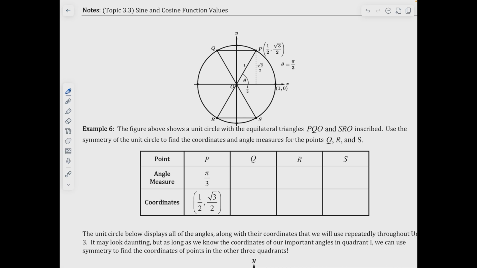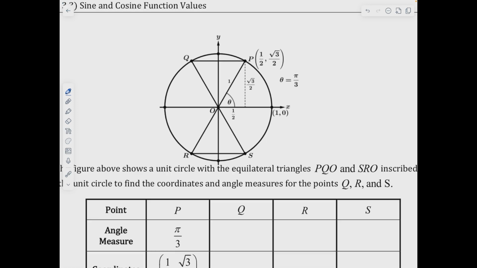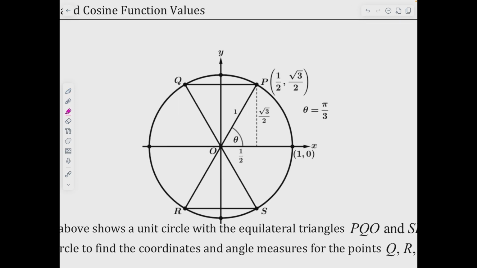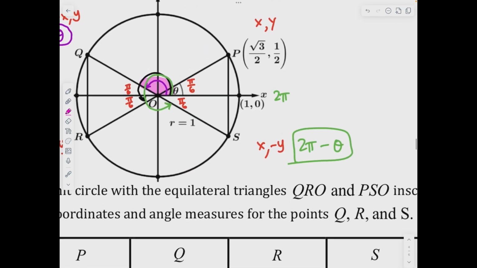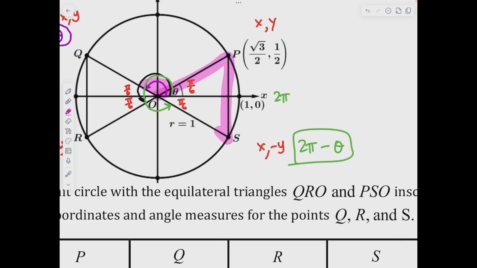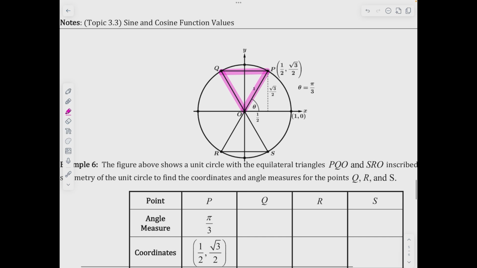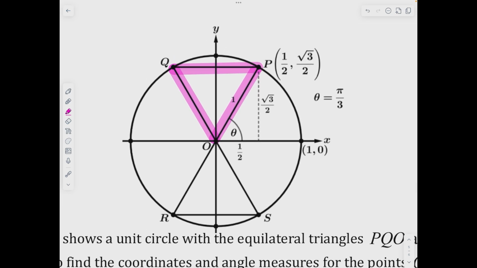The figure above shows a unit circle with the equilateral triangles PQO and SRO inscribed. Use the symmetry of the unit circle to find the coordinates and angle measures. Okay, so it took the equilateral triangles and moved them. If you go back to the previous one, my equilateral triangles were across the x-axis, but this time we're taking the equilateral triangles and moving them across the y-axis.